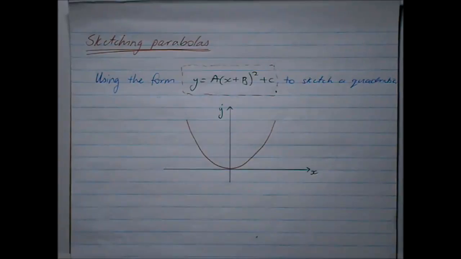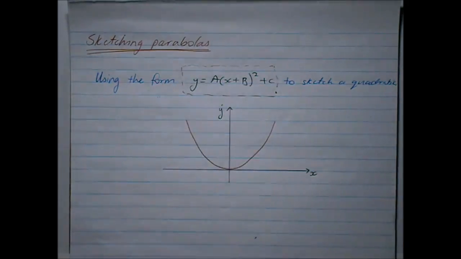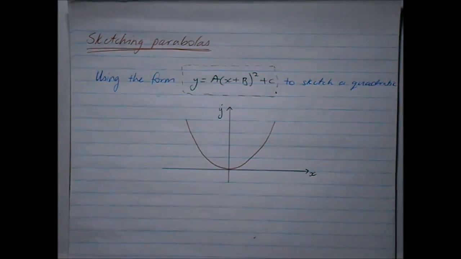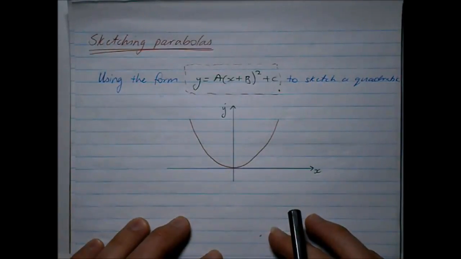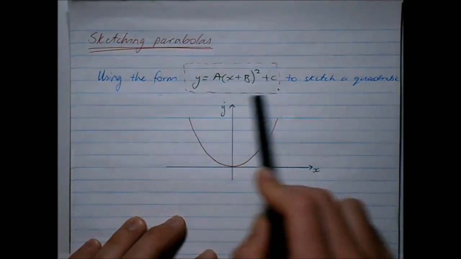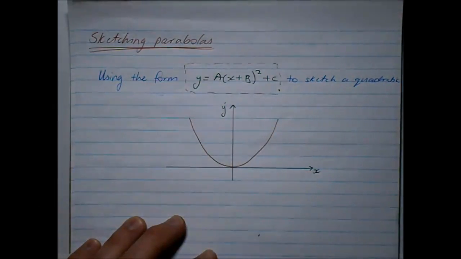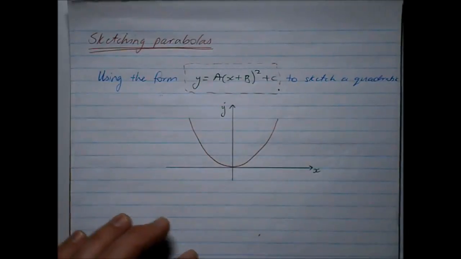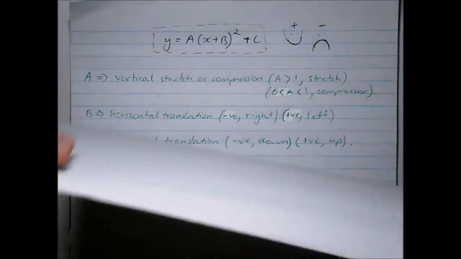Alright guys, so this is the second part of sketching parabolas. In this video we're going to be using the form y equals a(x + b)² + c to actually sketch a quadratic. In the last video I showed us how to get from a normal quadratic form to this a(x + b)² + c form. And I'll go into a little bit of depth now about why we want it in this form.